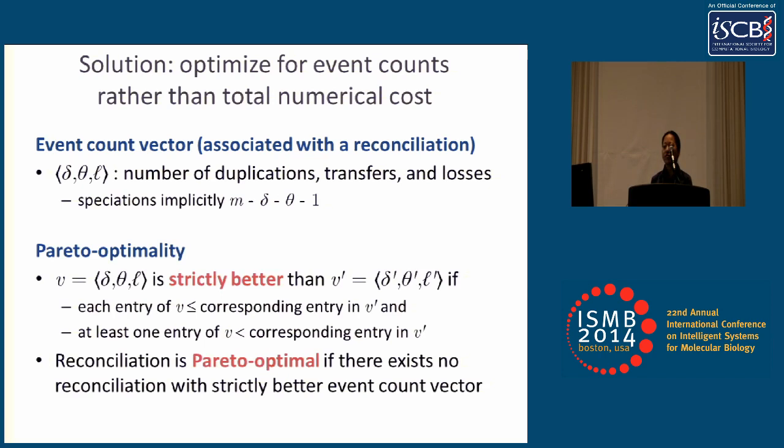Here we're going to say that a vector v is strictly better than another event count vector v prime if 2 conditions are true. Each entry in v has to be less than or equal to the corresponding entry in v prime, and at least 1 entry of v has to be less than the corresponding entry in v prime. This is important because it means that no matter what event cost assignments I choose, if v is strictly better than v prime, then for all possible event cost assignments, v will induce a better reconciliation cost than v prime. Finally, I'm going to say that a reconciliation is Pareto-optimal if there exists no reconciliation with a strictly better event count vector.